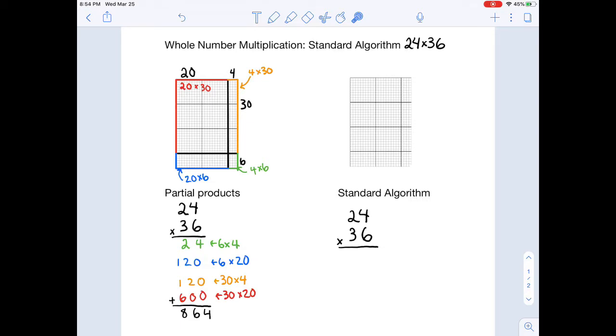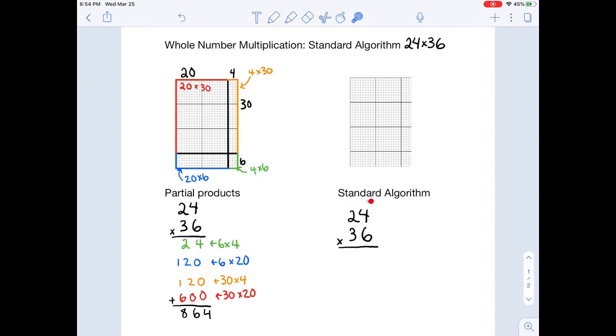Recall that the product of two numbers can be represented by an area model. And in partial products, we think of each of the factors in expanded form. So 24 becomes 20 plus 4, and 36 becomes 30 plus 6, and our algorithm is 6 times 4, 6 times 20, 30 times 4, 30 times 20. Add up the four partial products, and I get 864, which is the product of 24 and 36.